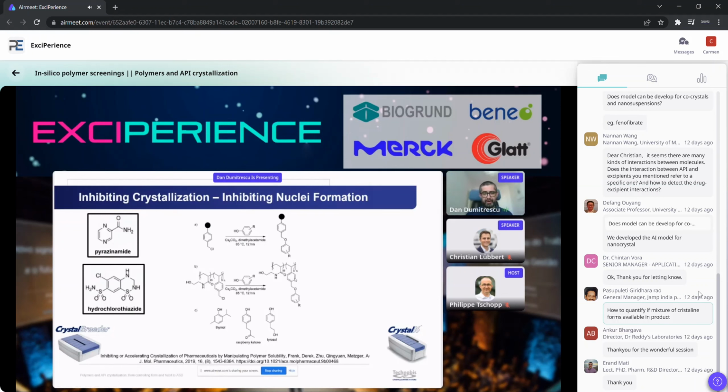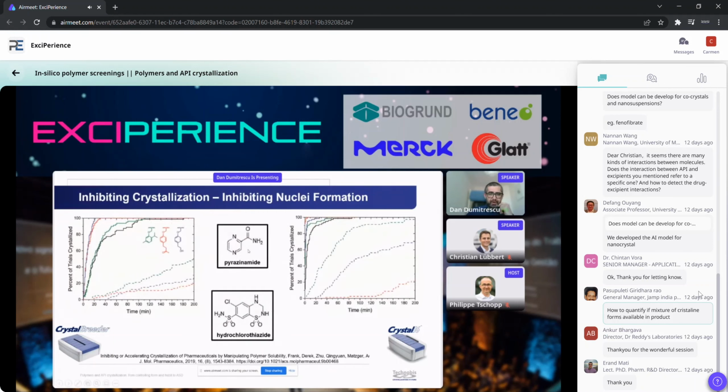As the polymer molecule is soluble, it will keep the API molecules from forming nuclei and growing into crystals. In this case, two molecules were tested. You can see the insoluble Merrifield resins as solid lines, and the soluble polyacrylamide in dashed lines, on the left for pyrazinamide, on the right for hydrochlorothiazide. And you can see the supposition matches quite nicely.